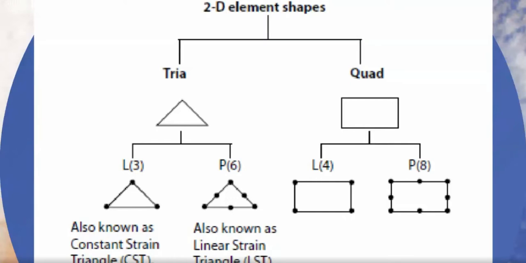As we know that nodes are the locations where the results are calculated, parabolic elements will give more accurate results than linear elements. In ANSYS versions earlier than 2016, linear is represented as dropped and parabolic is represented as kept. In versions above 2016, they are called linear and quadratic.